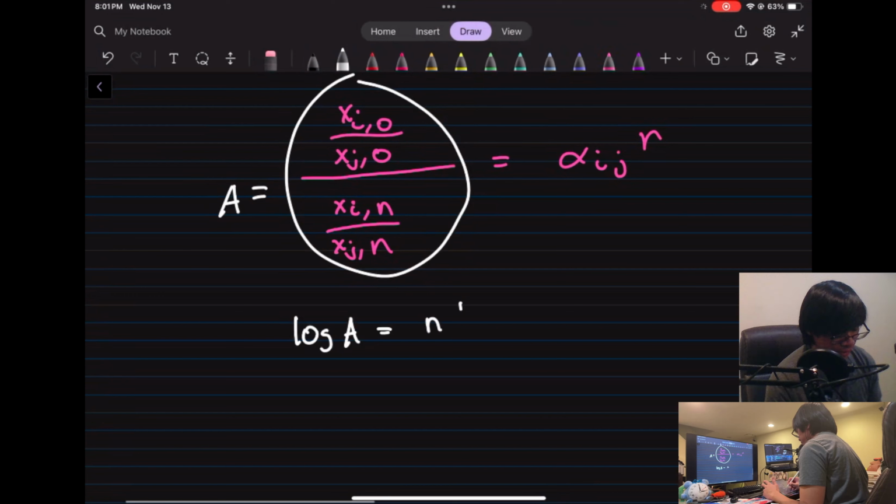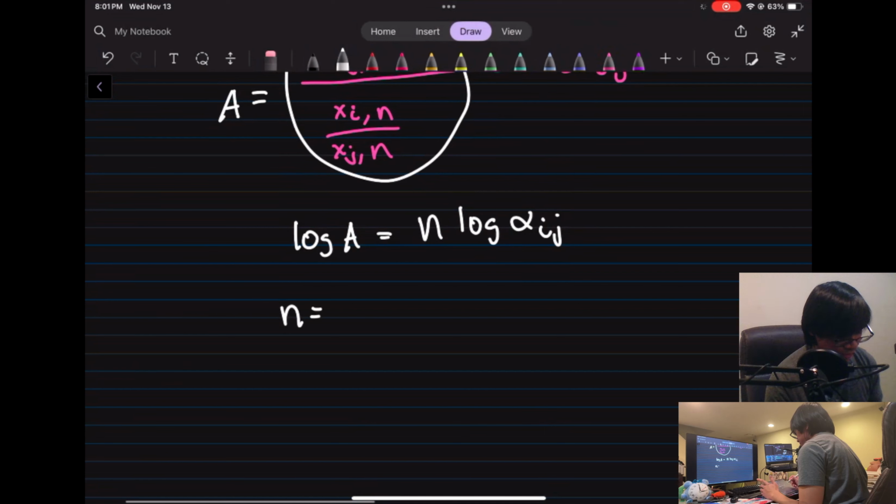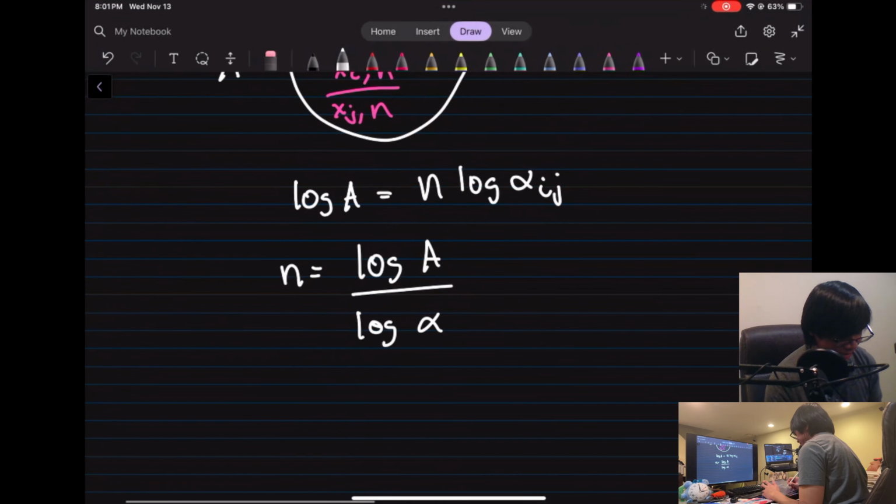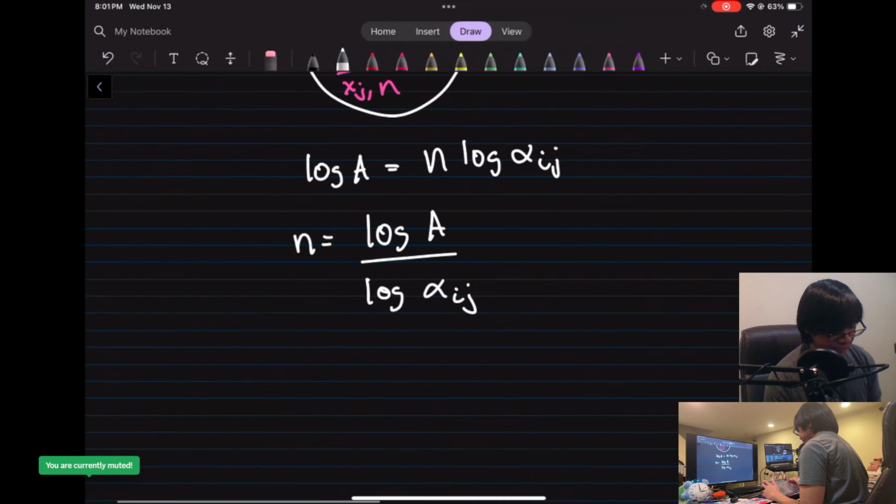Log a is equal to n log alpha ij. Remember, this is equivalent to log alpha ij to the n, and you take the exponent out as a coefficient, n. And then now you have n stages. Your minimum number of stages is equal to log a over log alpha ij. There you go.